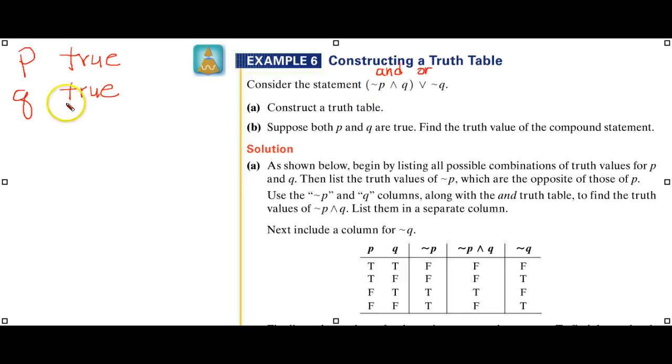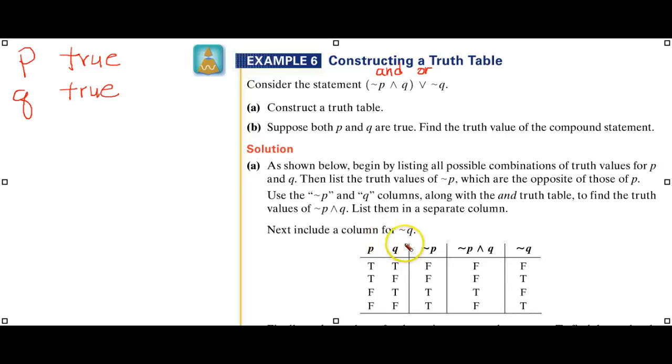P is true, Q is true. This is an AND, where they both must be true for this to be true. And this is an OR. In order for this to be true, part of this must be true. It's false if both are false. So construct the truth table. And we see this down below. So let's take a moment to go over it.